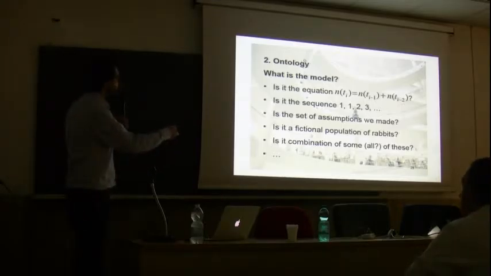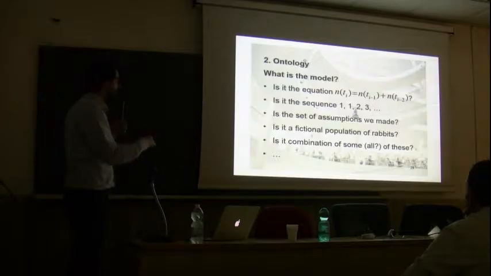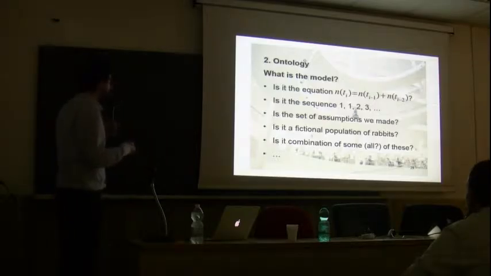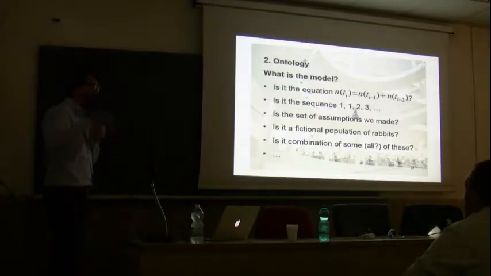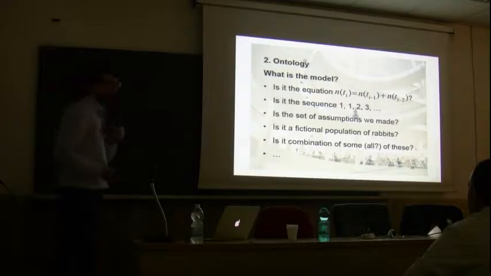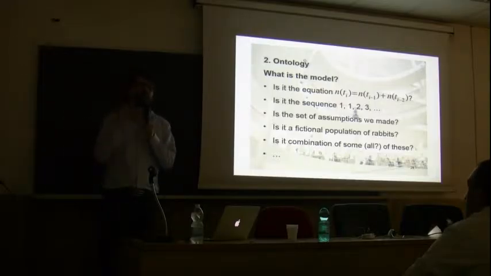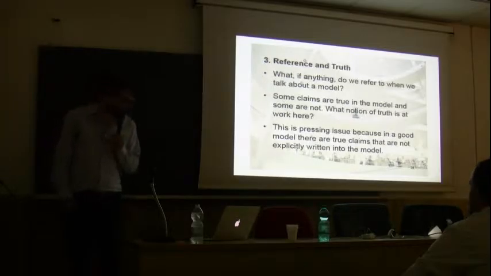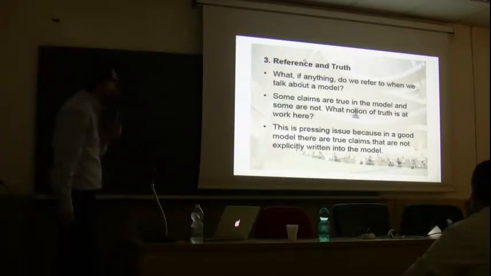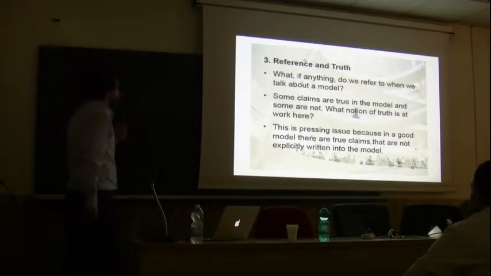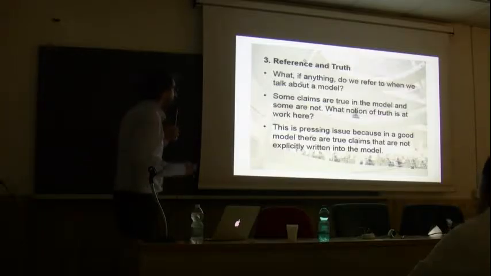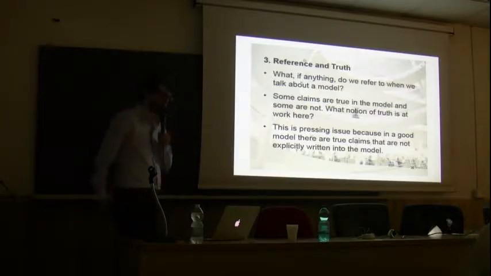Is it the equation? We have data? Is it the sequence itself? Is it the set of assumptions we made? Or is it some sort of fictional population of rabbits that satisfy all the assumptions we made? Or is it a combination of all of these? So what is that thing we call a model? That's the ontological problem. Then there are issues with reference and truth. So what are we talking about, or what are we referring to, when we talk about the model?